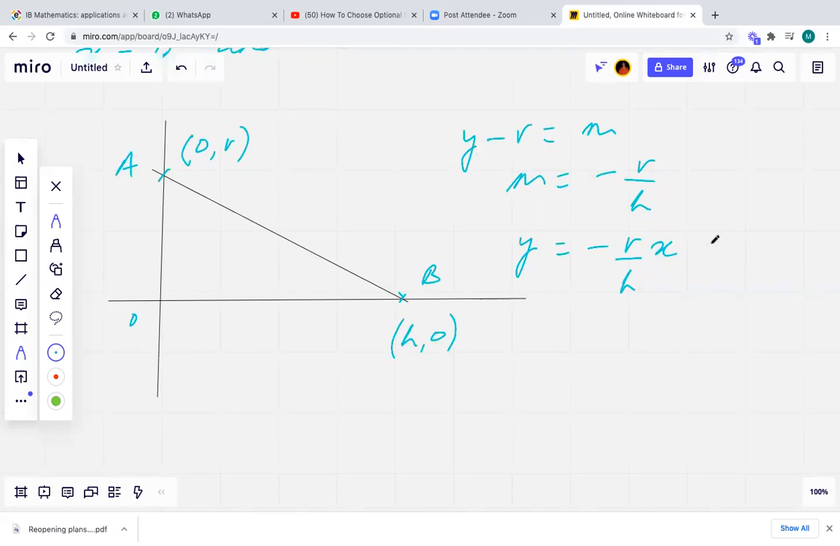Let's take r. x1 is 0, so x minus 0. Do you get this?